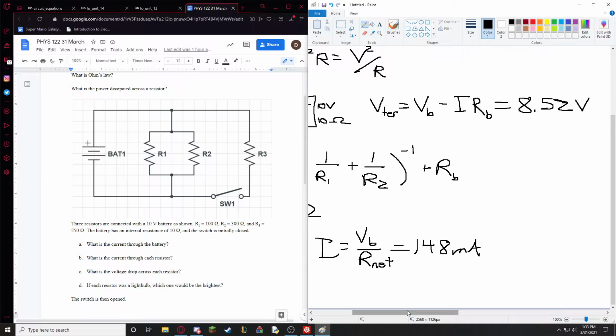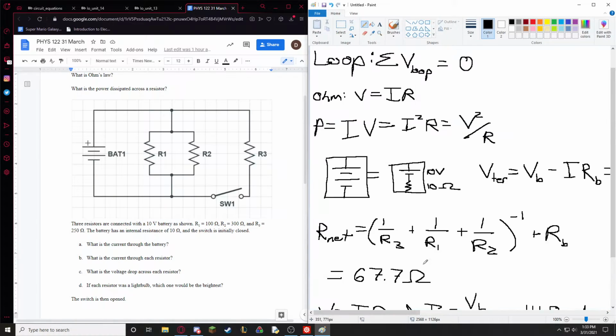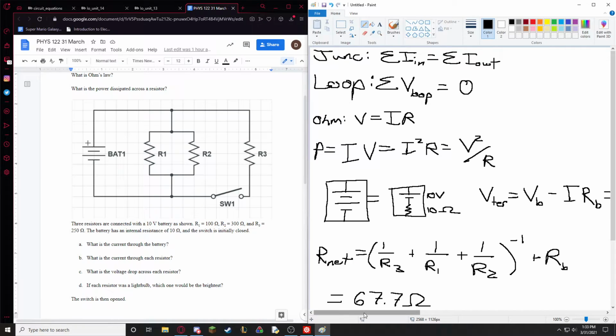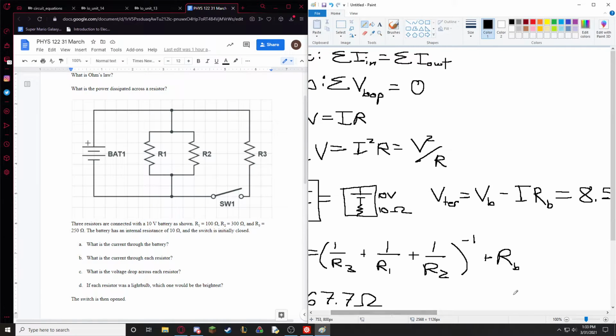Oh, okay, I see what you mean. Go ahead, Kevin. I don't remember what it was called, but the fact that the voltage gained is equal to the voltage drops. A closed loop. Yep. Any closed loop in the circuit.